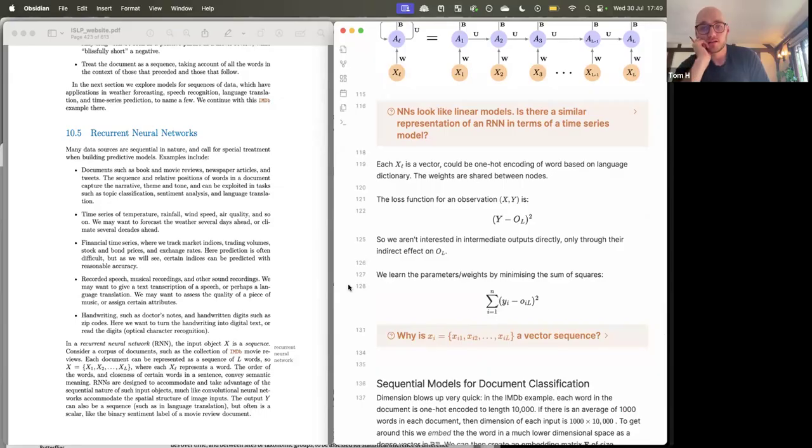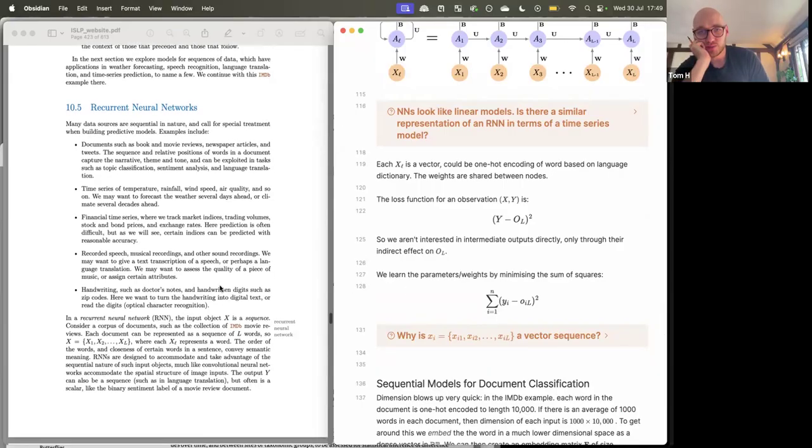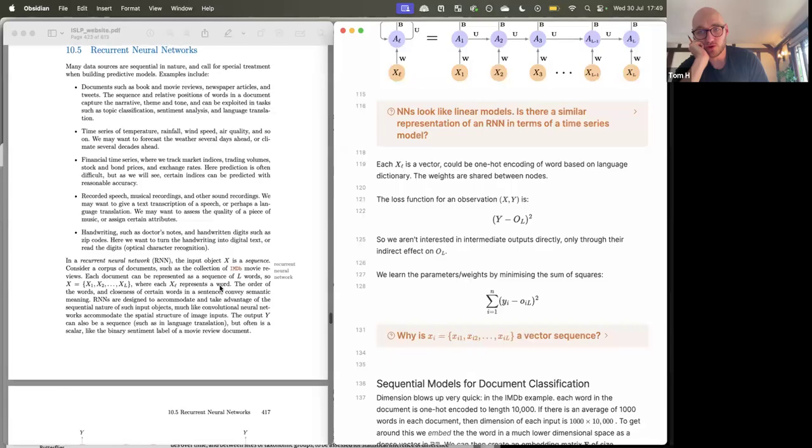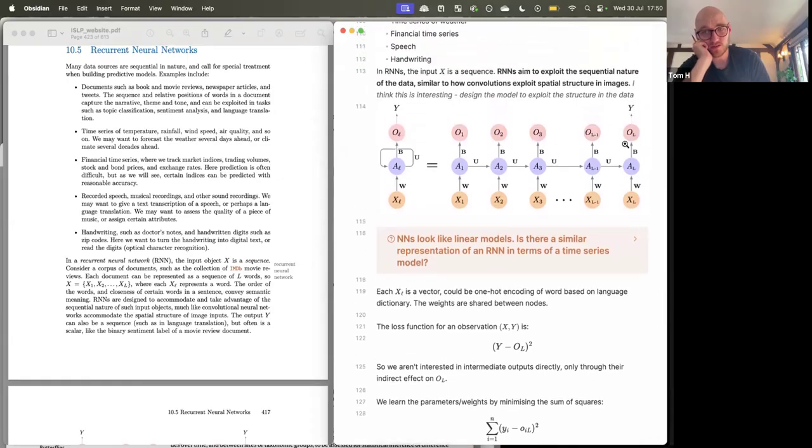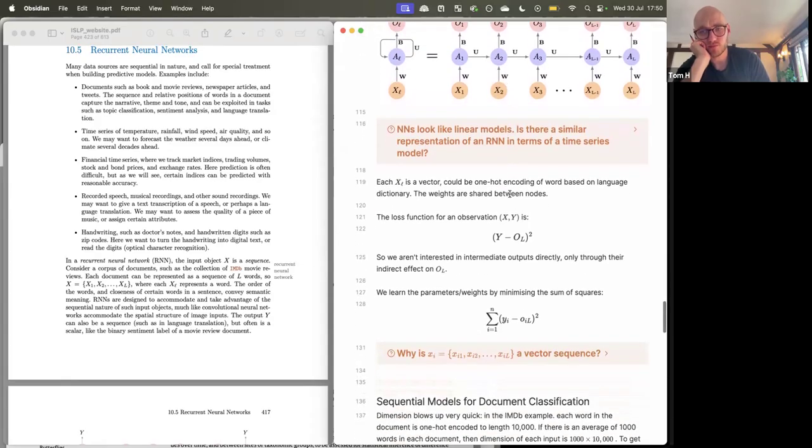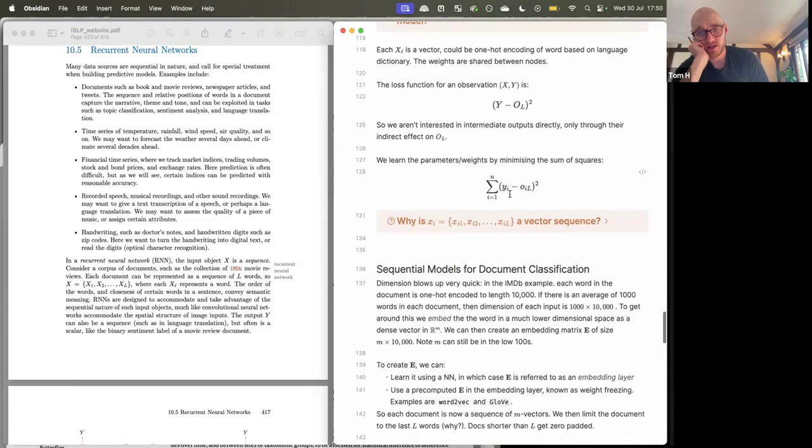So each of your inputs is a vector. So it could be a one-hot encoding of a word based on your dictionary, and your weight is shared between the nodes. You only have one set of weights, and your loss function is just the difference of this output here. So you don't look at the intermediate outputs. And again, you learn by minimizing sum of squares.